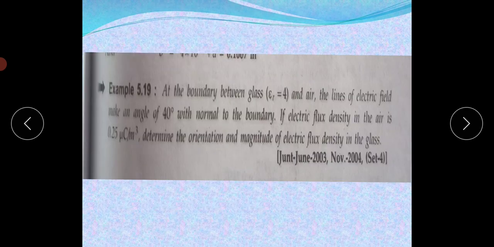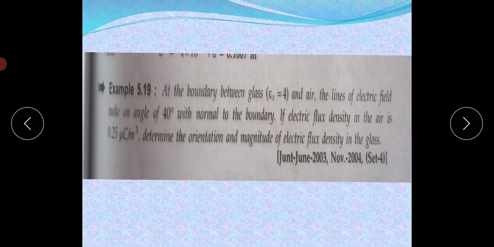Okay, next one, problem. Consider the boundary between glass and air. Given glass relative permittivity value equals 4, the lines of electric field make an angle of 40 degrees with the normal to the boundary. If the electric flux density in the air is 0.25 microcoulombs per meter cube, determine the orientation and magnitude of electric flux density in glass.